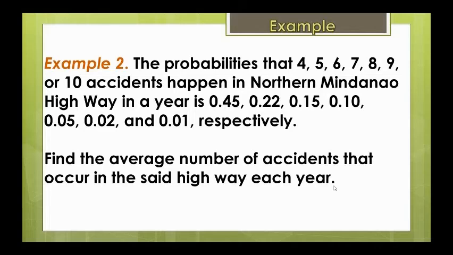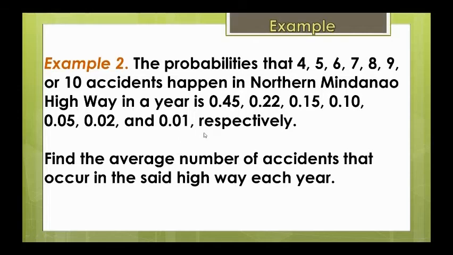The problem is the probabilities that 4, 5, 6, 7, 8, 9, or 10 accidents happen in northern Mindanao Highway in a year is 0.45, 0.22, 0.15, 0.10, 0.05, 0.02, and 0.01 respectively. Find the average number of accidents that occur in the said highway each year. Now, let us solve for this problem.